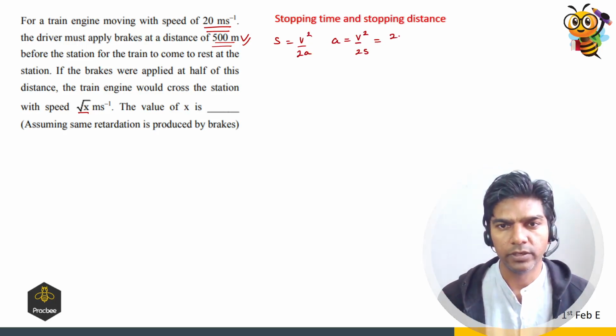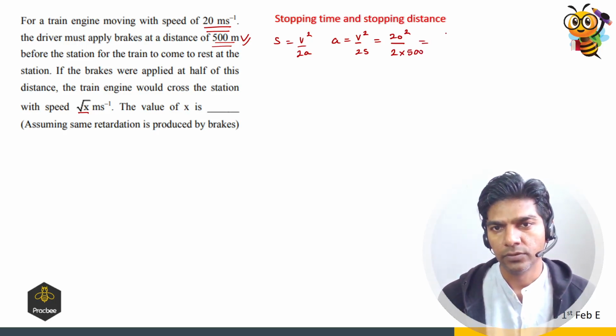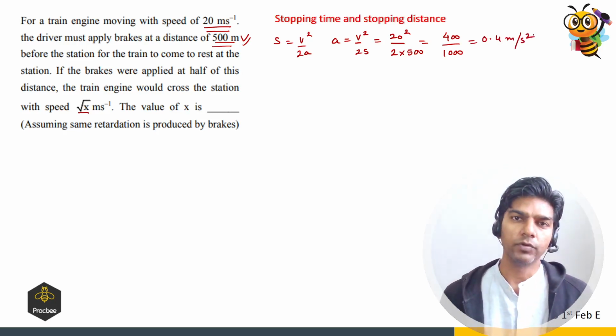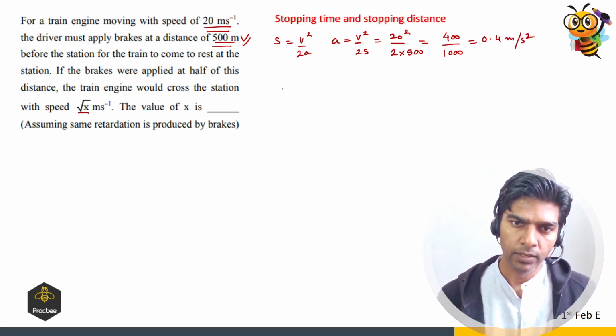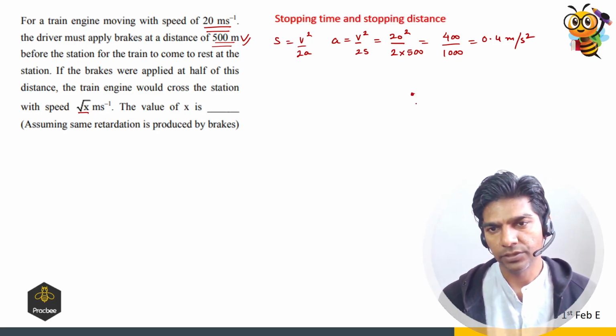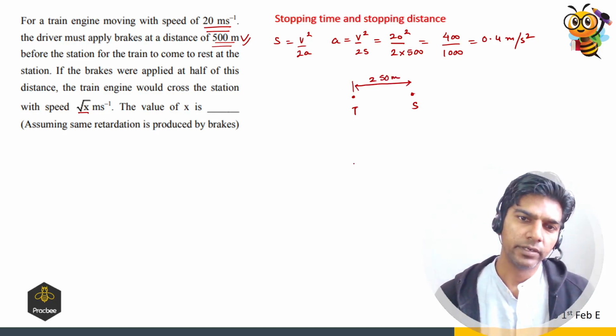So v is given as 20 and stopping distance is given as 500. So that will be 400 divided by 1000, which is 0.4 meter per second square. Now we got the retardation. So if the brakes were applied at half of this distance, now let us say this is the station and this is the train, and this distance is 250. We know the retardation.